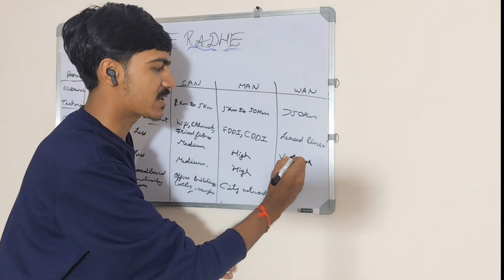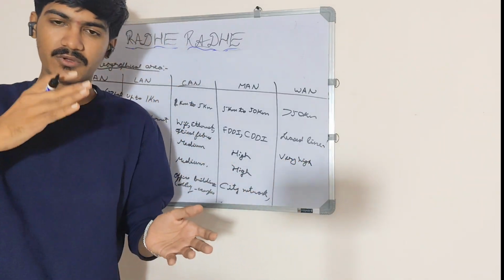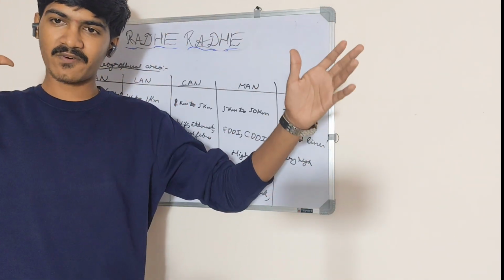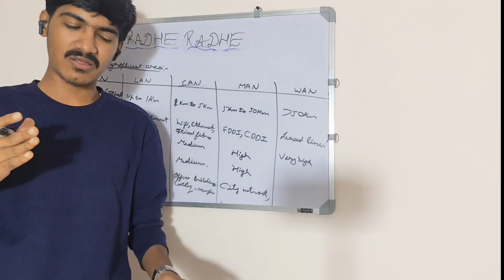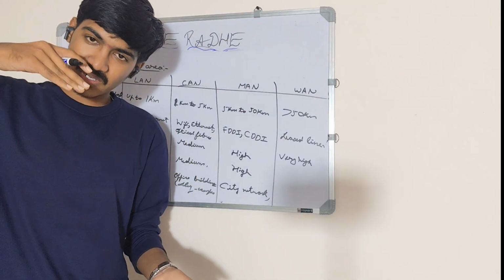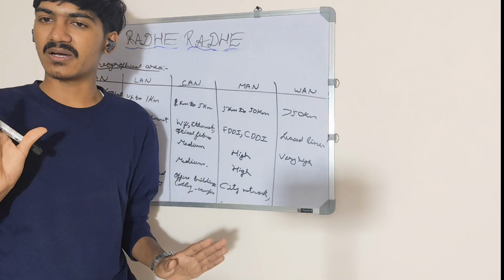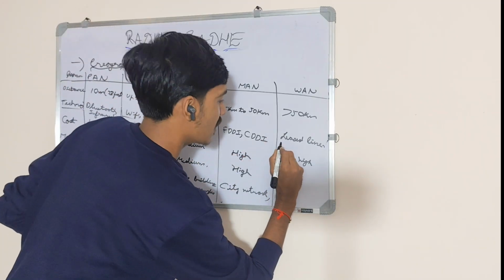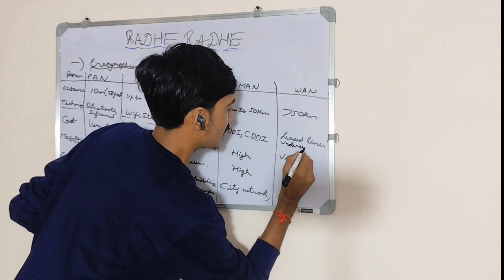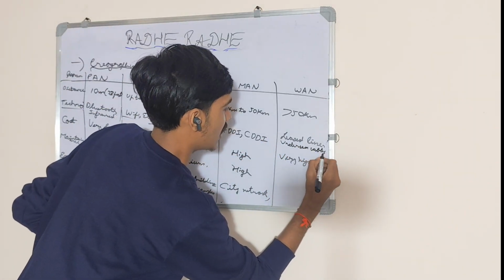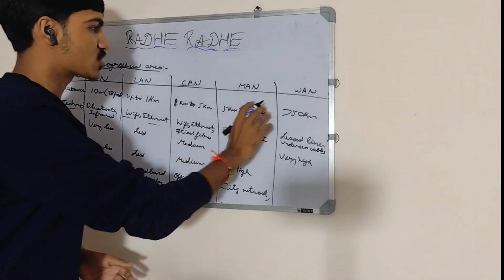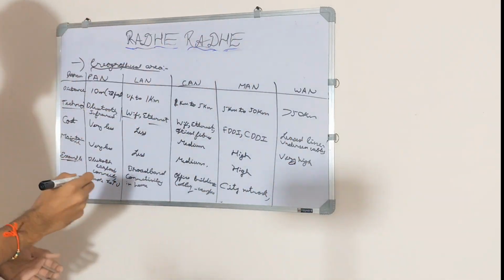Leased line, you can say undersea cables. You know, for connectivity between countries, there are undersea cables present for the transmission of data, for high-speed transmission of data. You can also write undersea cables. The cost of WAN is very high.